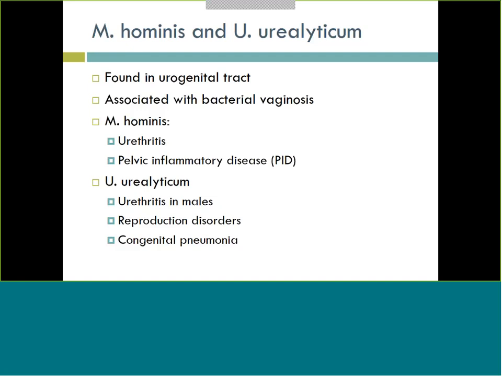Ureaplasma urealyticum also can cause urethritis in males, can cause problems with reproduction for females, and can cause a congenital pneumonia if it's a pregnant female. So lots of genitourinary area kind of problems here.